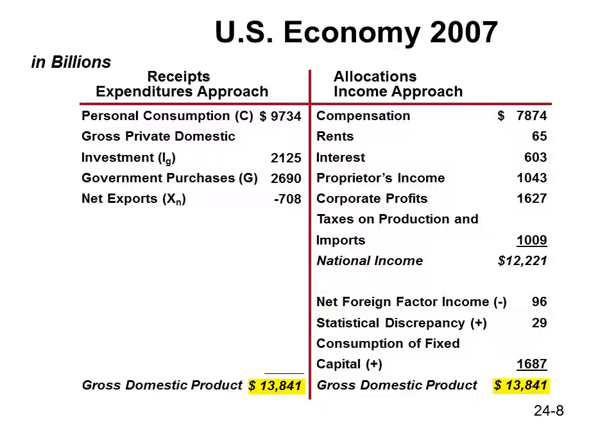Real quick comment here. In 2007, the United States had a trade deficit of $708 billion. Now, if you look on the right-hand side, of the $13.8 trillion worth of economic activity which took place in the good old US of A in that year, the lion's share went to compensation, to wages and fringe benefits, 78.74 out of 13,841. Now, look at corporate profits and compensation.